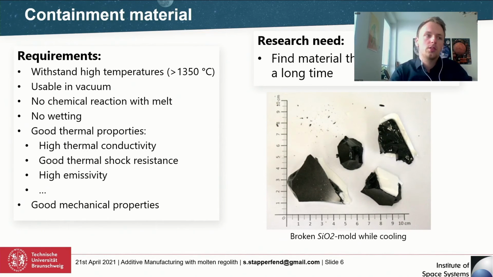Also, it is very important that there's no chemical reaction between the melt and the containment material. As I said, we want to use it a lot of the time, and we don't want to always change the hardware just because a crucible got damaged. Also, the chemical reaction may reduce the melting point of the regolith and build eutectica, which you really don't want. So we want to use some containment material which does not react with the melt.